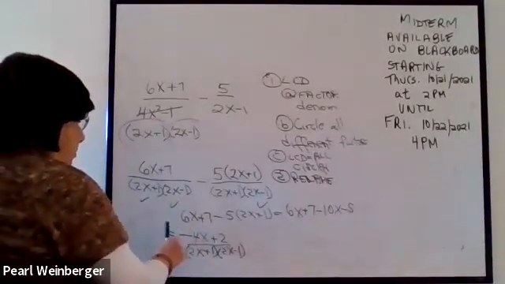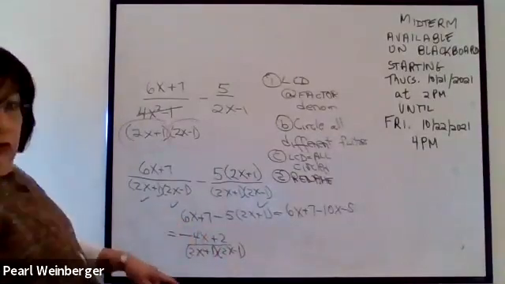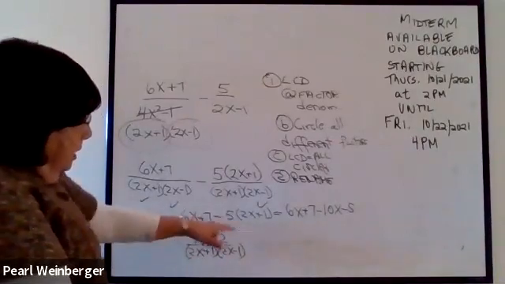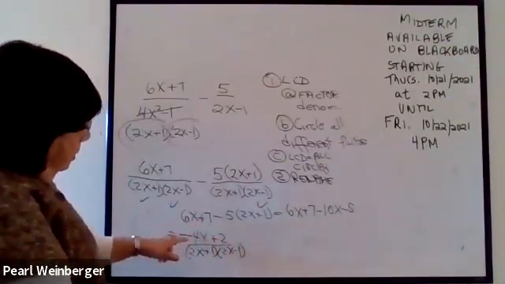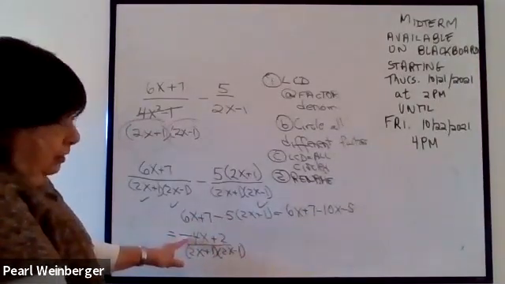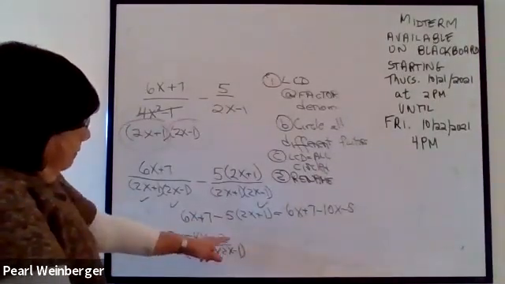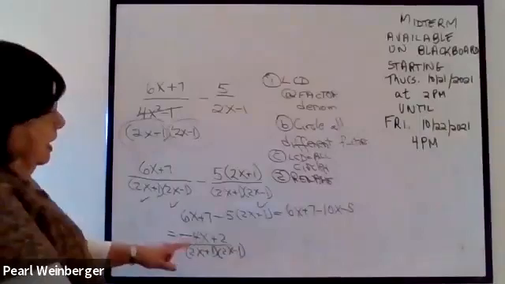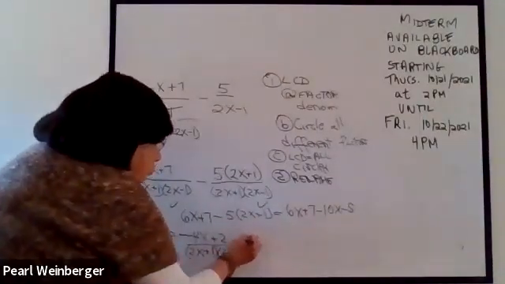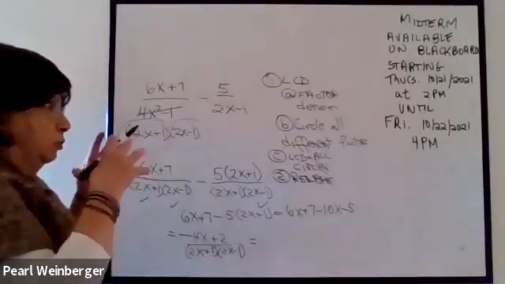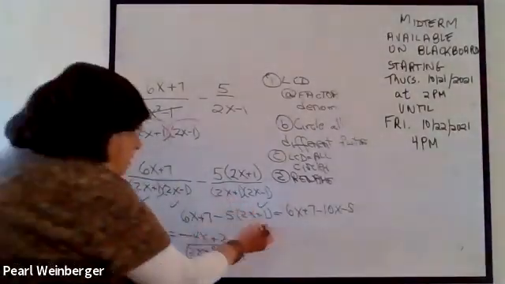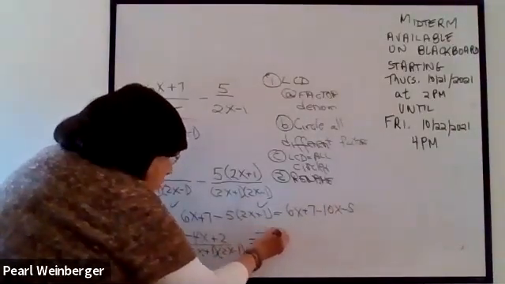And I'm left with this negative 4x plus 2 over 2x plus 1 times 2x minus 1. Now I look at my numerator and actually I could factor that. As a matter of fact, there's a common factor of 2. And since it starts with a negative, it's actually not just a common factor of 2, it's a common factor of negative 2. My last step is to try and factor everything to see if I can reduce it. So I'm going to factor out a negative 2.